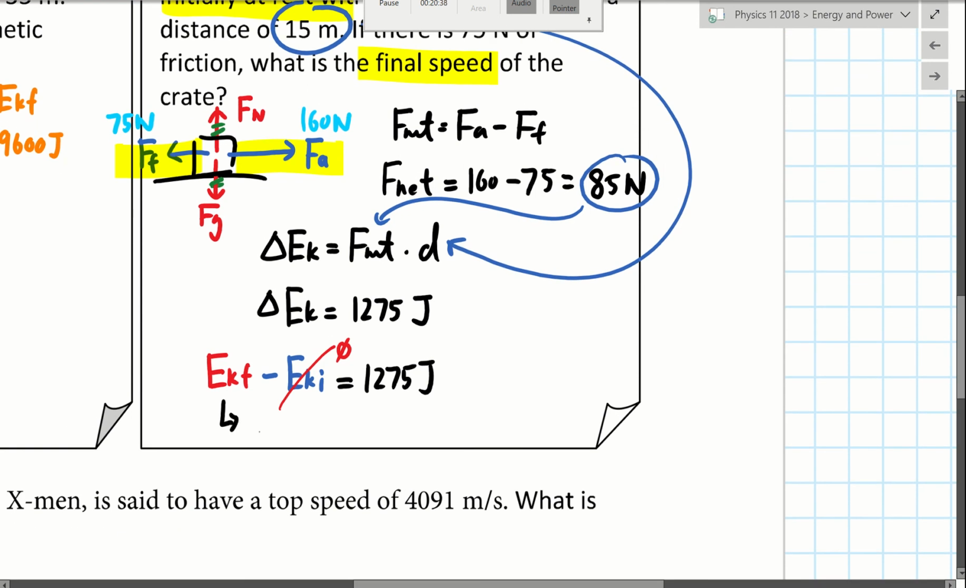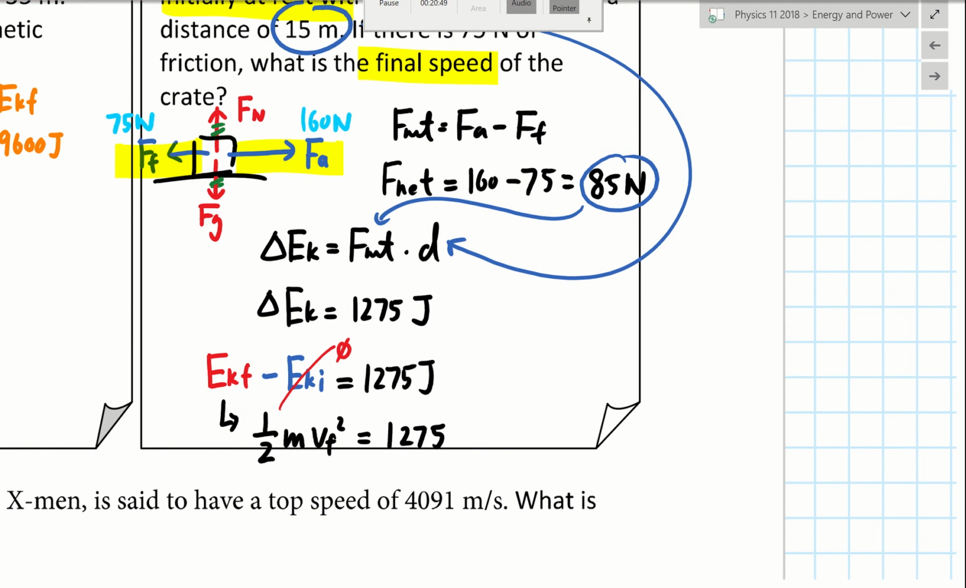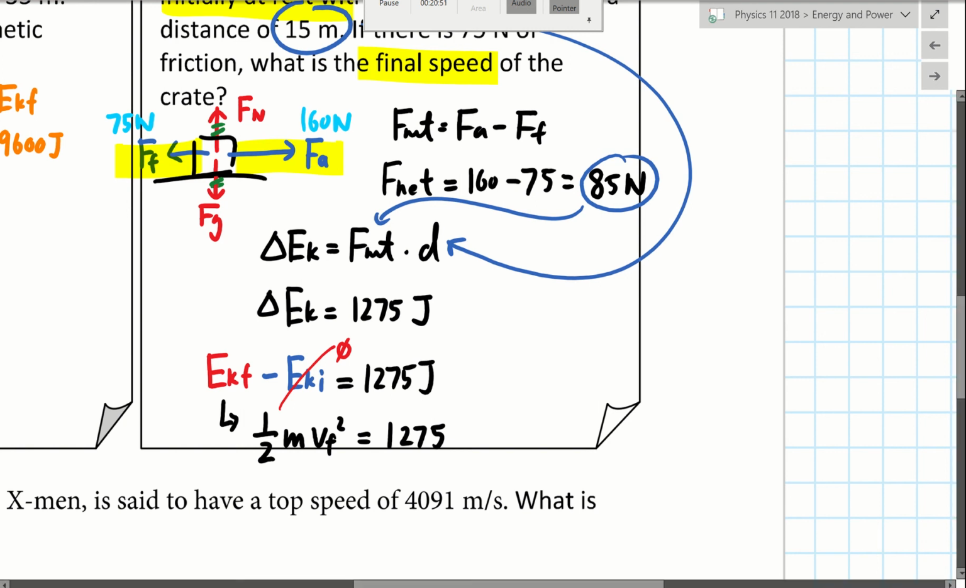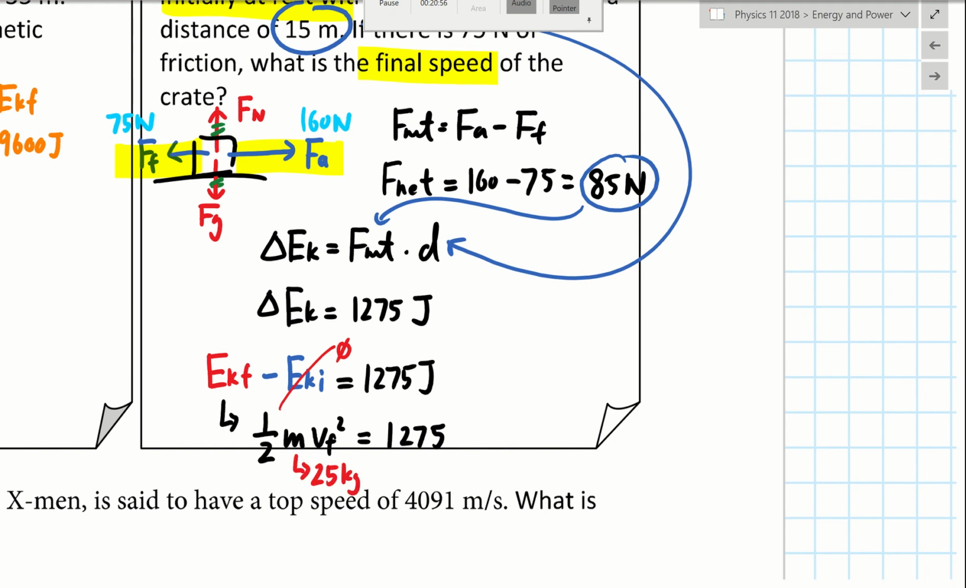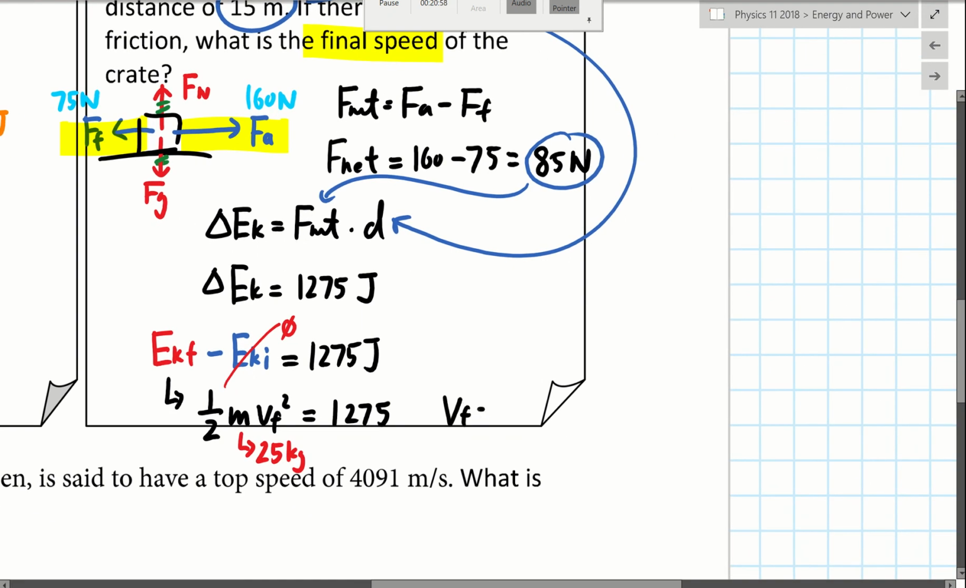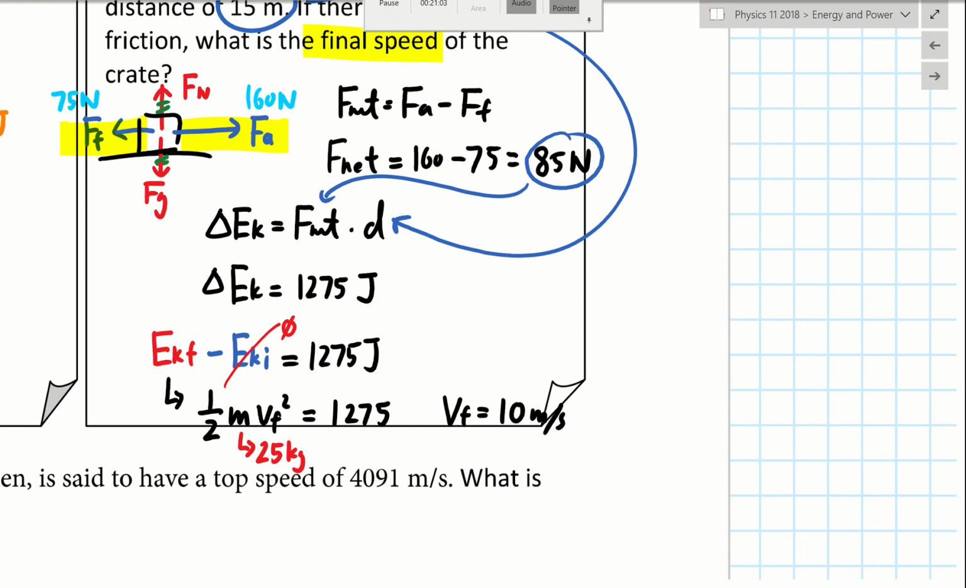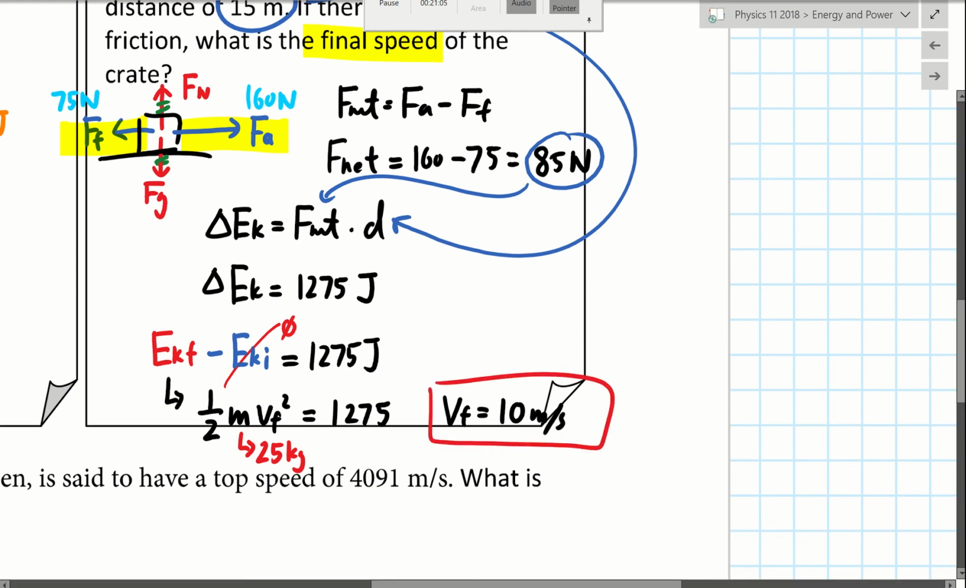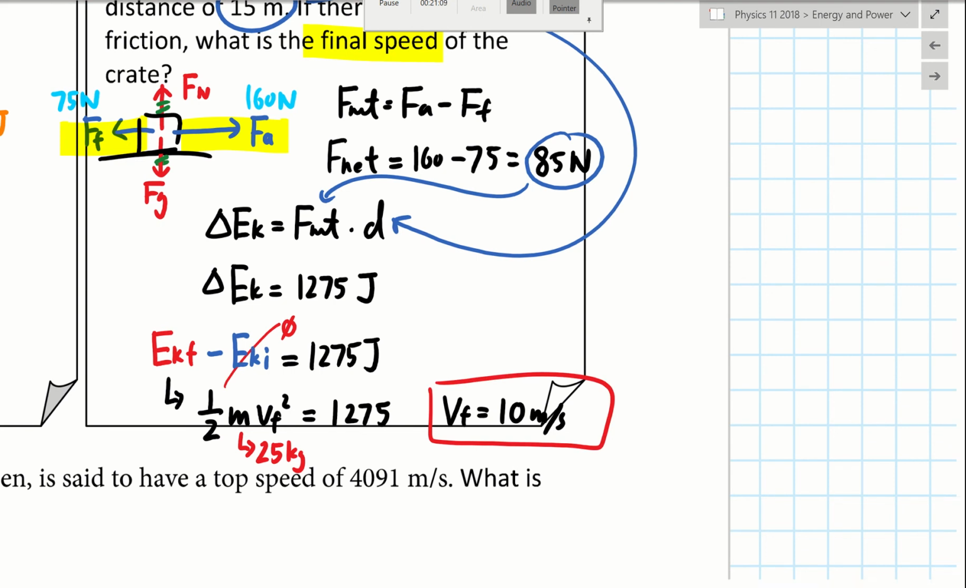Then I want speed though. So change your equation back to 1/2 mv squared. Now divide both sides by mass, multiply by 2, take a square root. The mass is 25 kilogram. You might want to try this in your calculator to make sure that you can do this. It's approximately 10 meters per second. So what you will need to do is times it by 2 on both sides, divide by 25 on both sides, square root at the end.